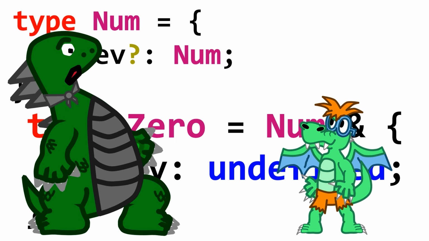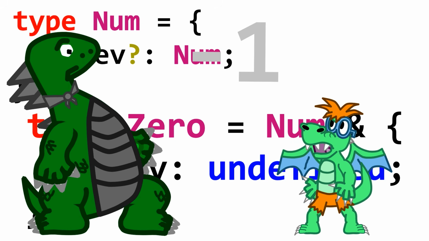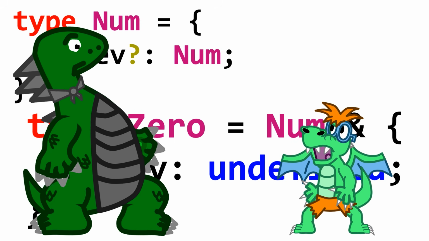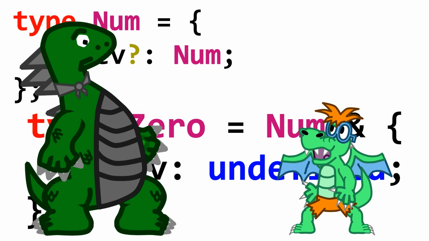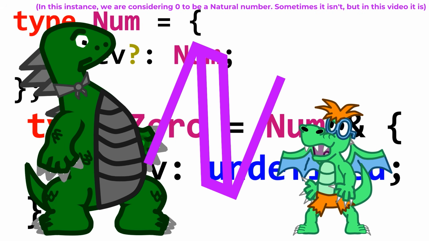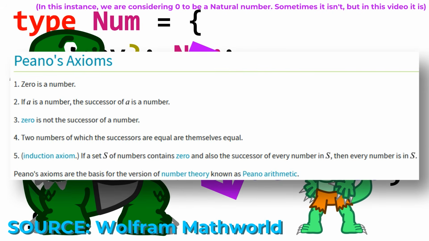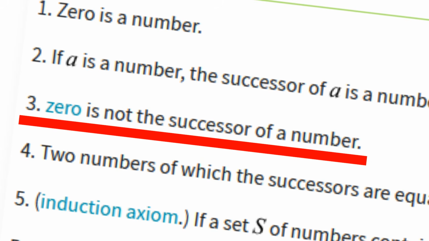Wait, what? What about -1? Negative numbers? Those don't exist here. And neither do floating point numbers. These are the natural numbers as defined by the Peano axioms. And in that system, 0 is literally defined as the number that doesn't come after anything else. Because we need to start numbers somewhere.